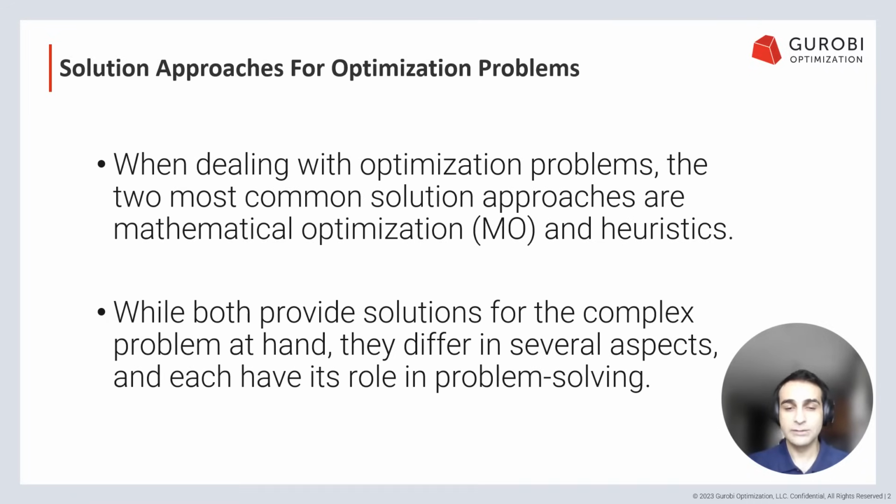It's true that both MO and heuristics provide solutions for the complex problems we try to solve, but they differ in several aspects, and each should have its own place in your toolkit. So, what are their main differences?